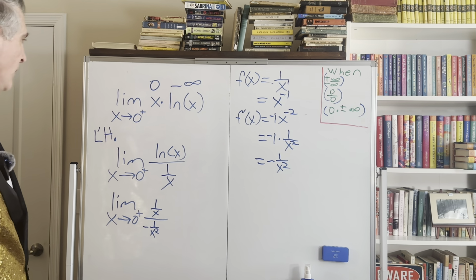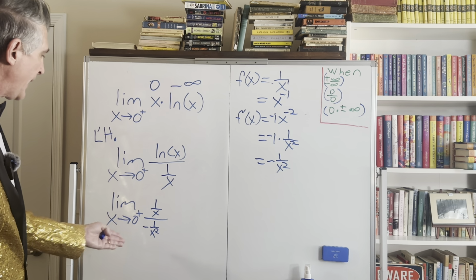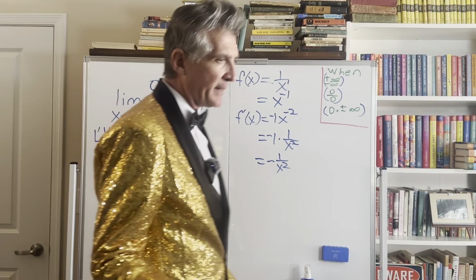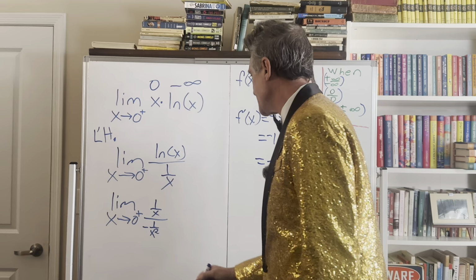So now what can we do? Well, we want to simplify this, don't we? Because we do have a complex fraction. We've got 1 over x being divided by a negative 1 over x squared. How do we deal with dividing fractions? Right. We just take the inverse. We multiply it, don't we? So I'm going to go ahead and simplify this out.